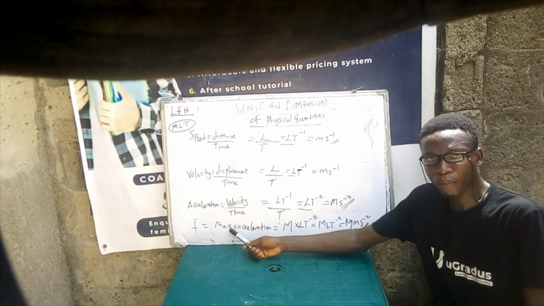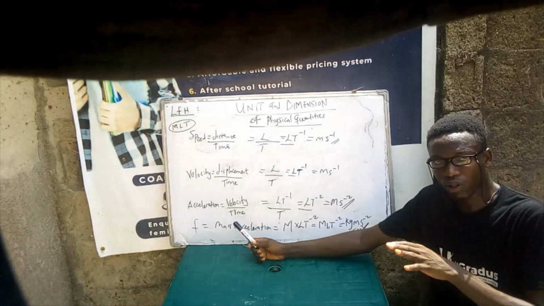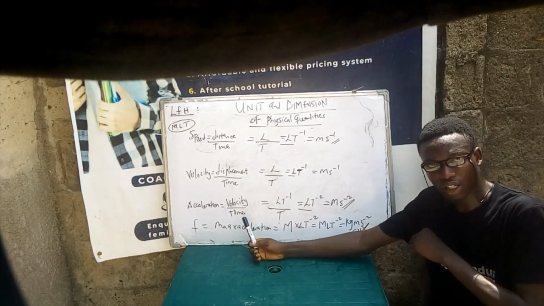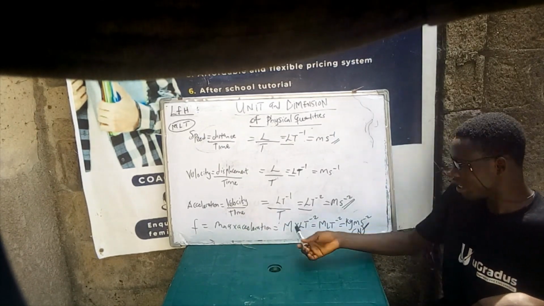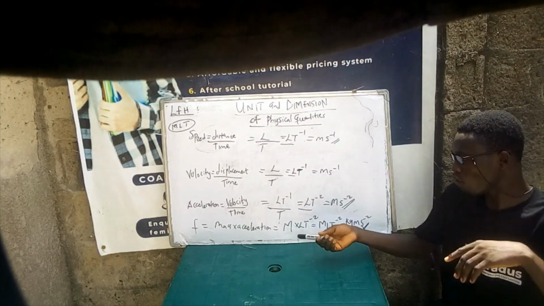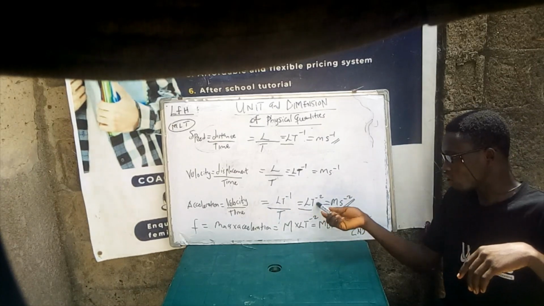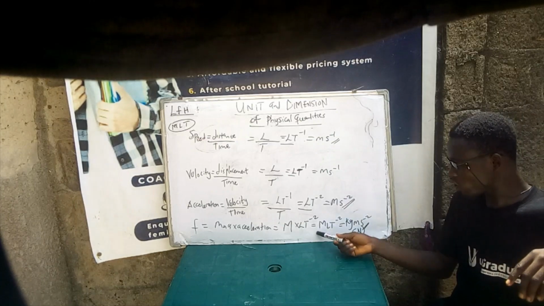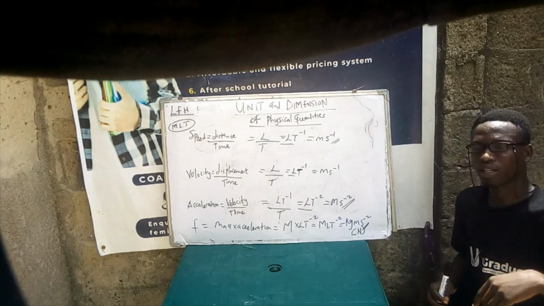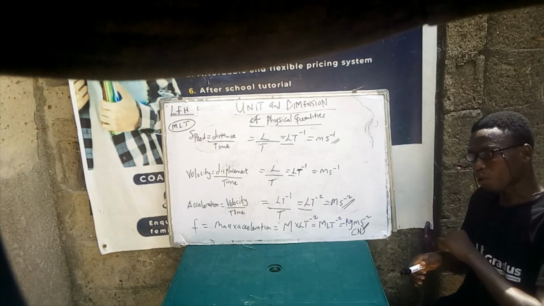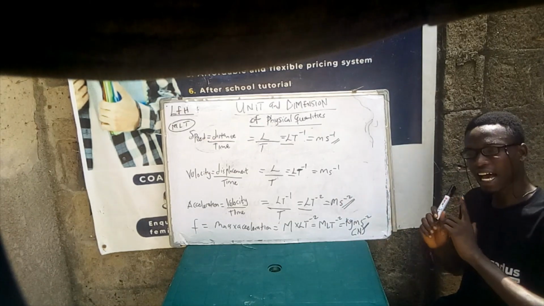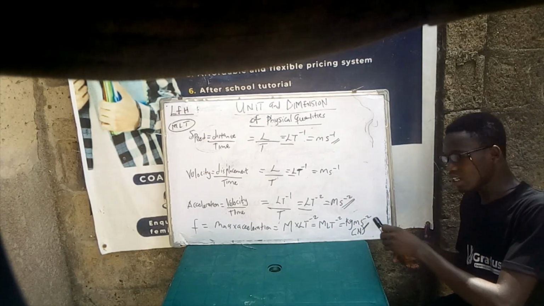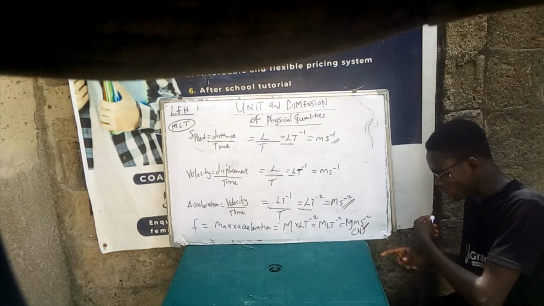Then force is mass times acceleration. You will notice that I must know the formula before I can proceed. So you have to know the formulas of these quantities. Then when you put mass times the dimension of acceleration that we have before, LT raised to the power minus 2, you have MLT raised to the power minus 2. Then if you find the unit of each of these dimensions, you get the unit kilogram meter per second squared. But because the person that derived this formula is Sir Isaac Newton, we call this unit Newton.